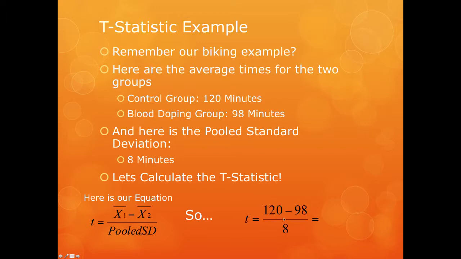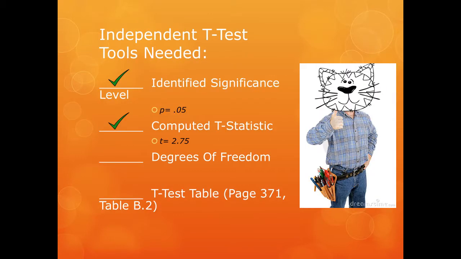Because it goes either way, you're just going to compare your obtained statistic here with your critical value. So even if you put 98 minus 120, you would still get the same result. It just would be negative. Anyhow, if you do the math here, the obtained t-test statistic is 2.75. So we're done with step number 2.